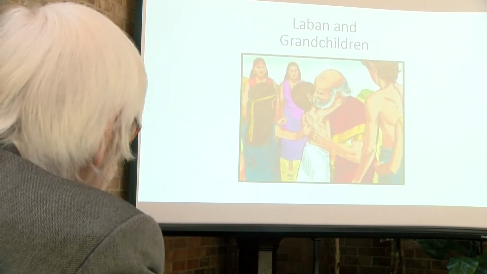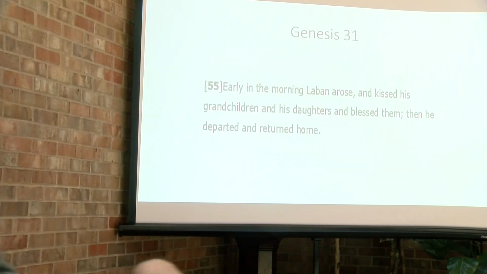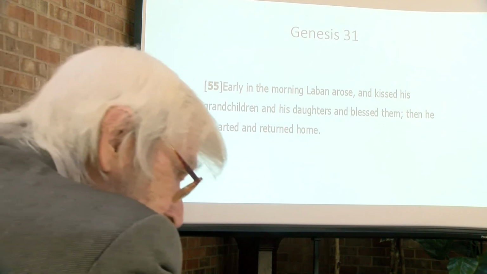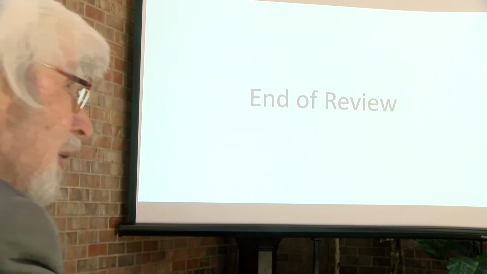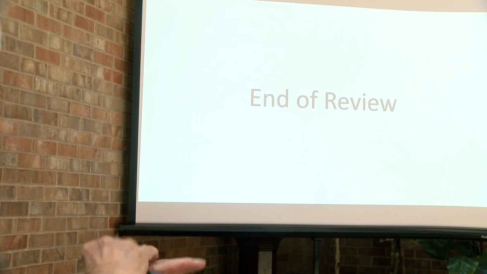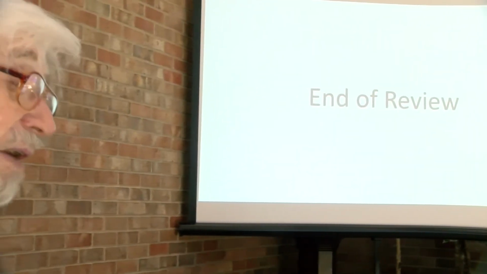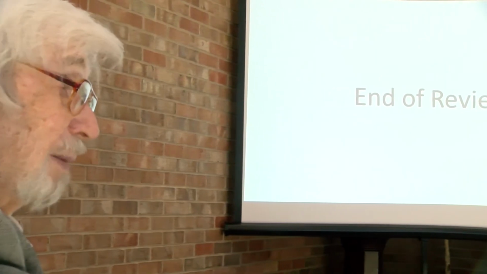There's Laban saying farewell to his grandchildren. Laban rose early in the morning, kissed his grandchildren and his daughters, and blessed them, and then he departed and returned home. And guess what? That was the end of that chapter as well. All of a sudden, everything is healed between Laban and Jacob. There could have been a lot of problems, but there were not a lot of problems.